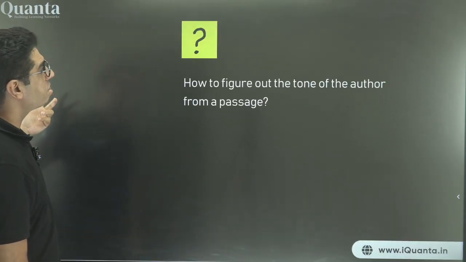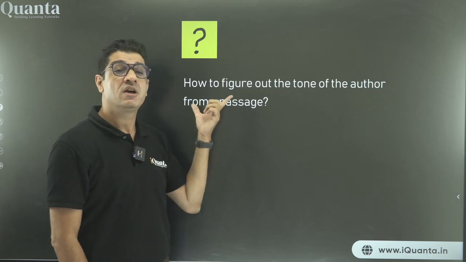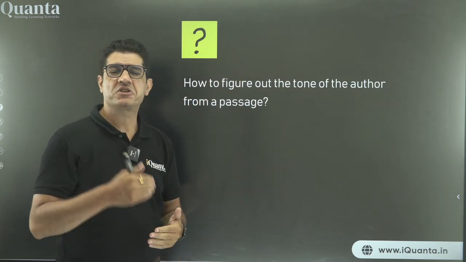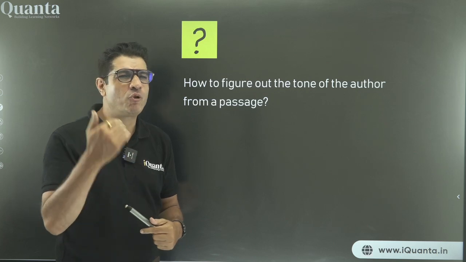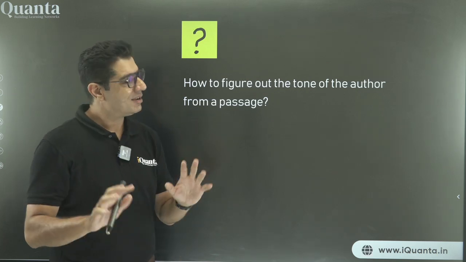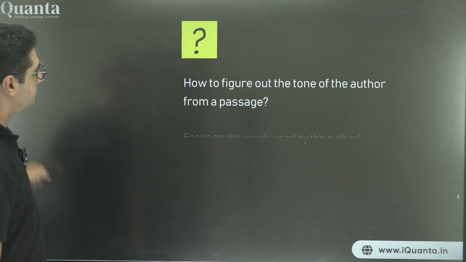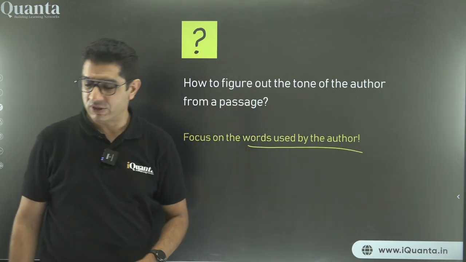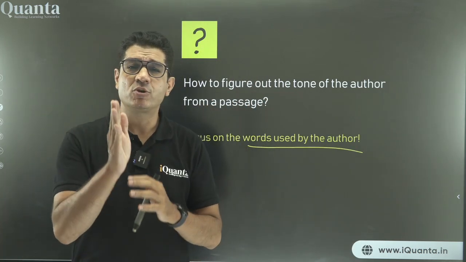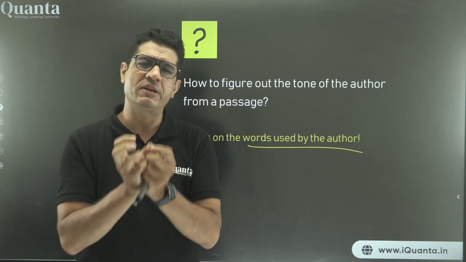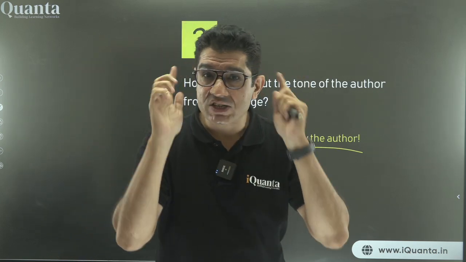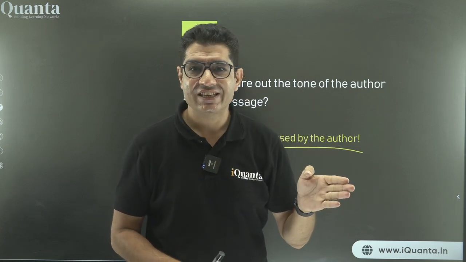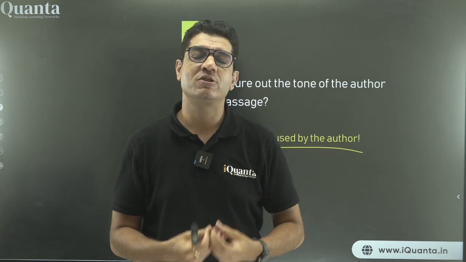So how do you figure out the tone of the author from a passage? How do you figure out the tone in a situation where you do not have access to the voice of the speaker? The answer is very simple. Focus on the words used by the author. The principle is, at the end of the day, tone is emotion, attitude. Can I for a brief while say, tone is our state of mind? So the deal is, when our state of mind changes, our choice of words also changes.